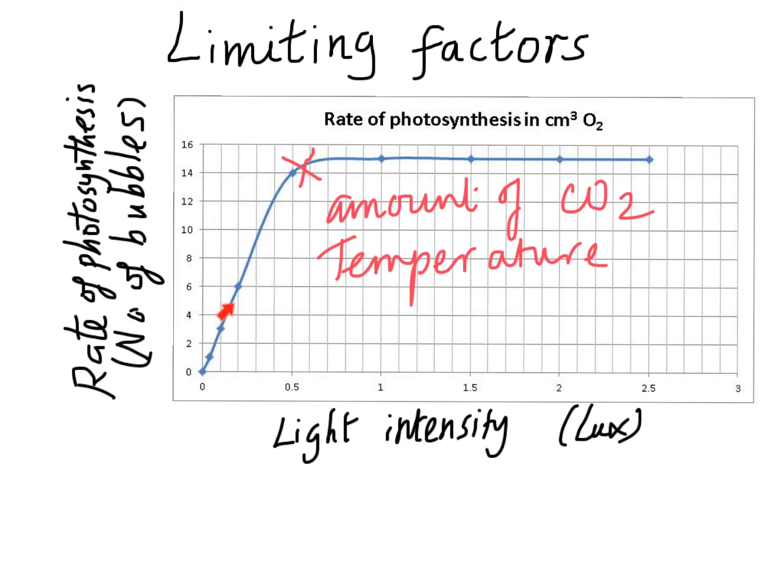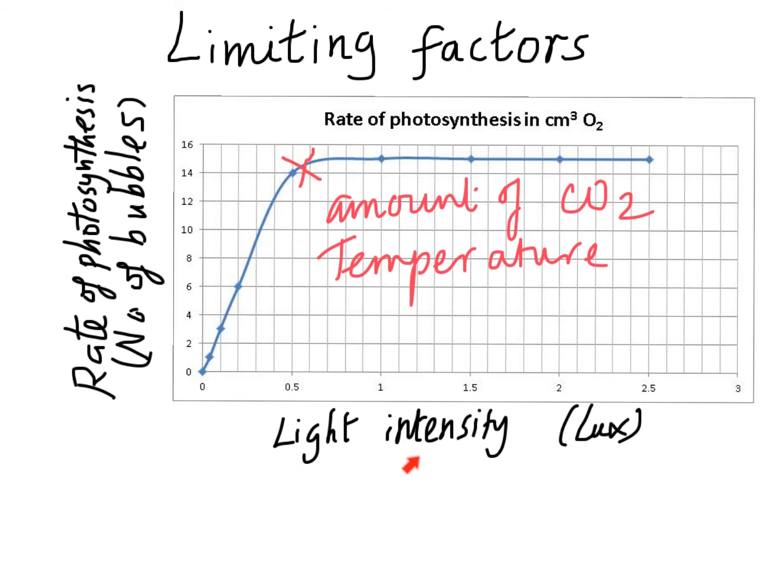But here at this point, the light intensity, or the amount of light, is a limiting factor. As you can see, as you increase the light here, the rate of photosynthesis increases. So here it is limiting, but when it comes here, light is no longer a limiting factor. So it is one of these two.